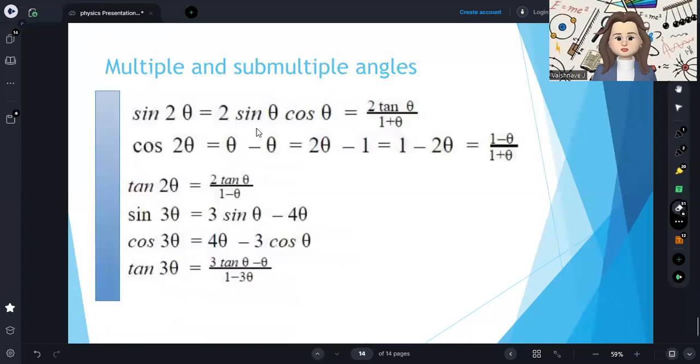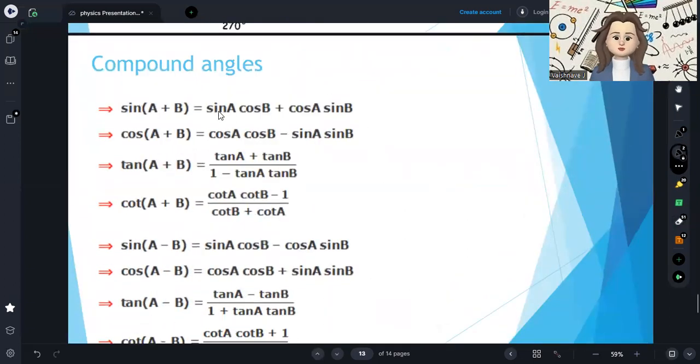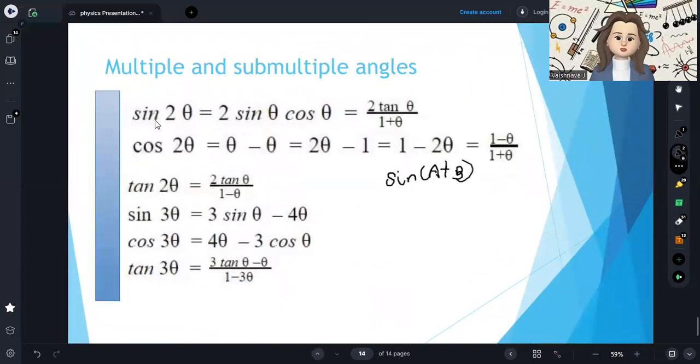Then multiple and submultiple angles. Sin 2 theta. Sine 2 theta can be written as sine theta plus theta. Let's see it like this: if you take the sine A plus B formula, the theta is the same here, so A, and we get 2 sine A cos A. Sine 2 theta is equal to 2 sine theta into cos theta.